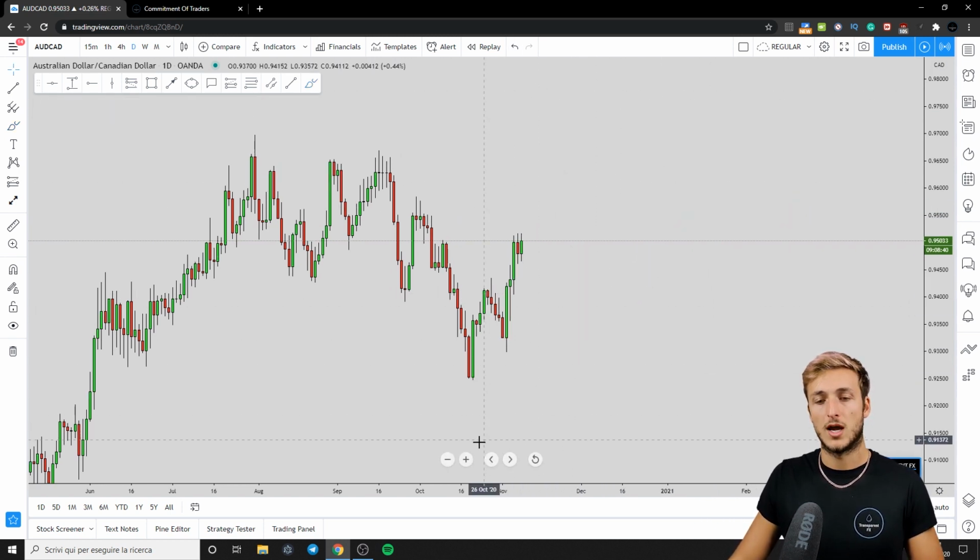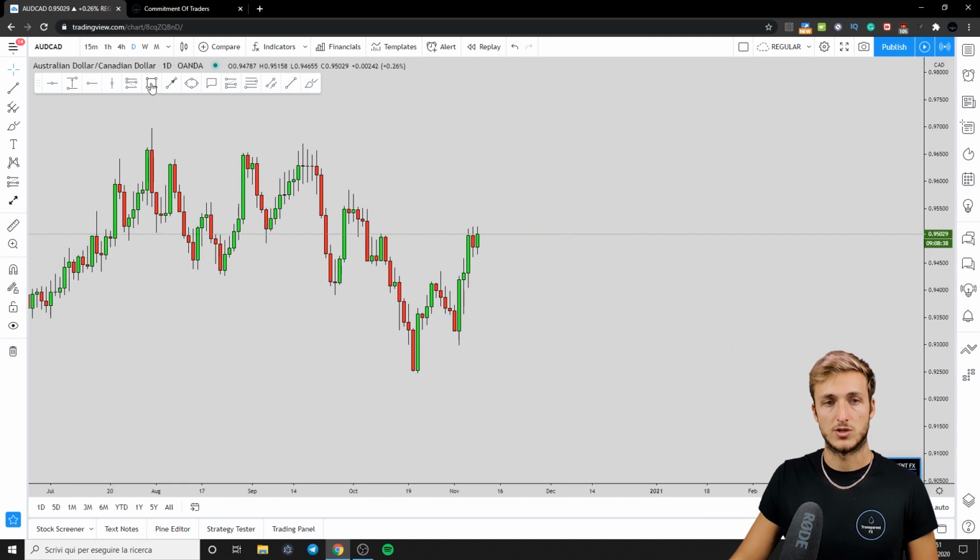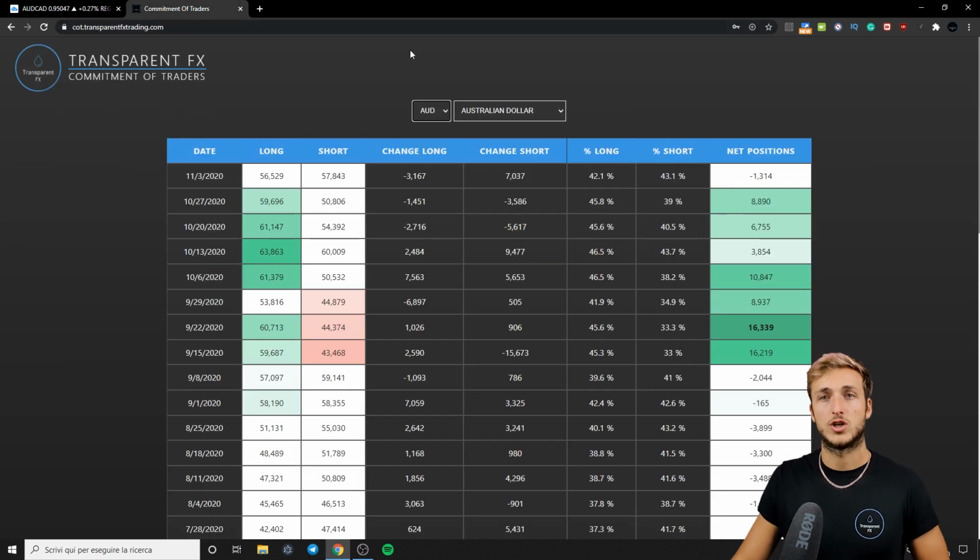And before I show you how we will be approaching this kind of situation for a possible move to the downside to go and complete the pattern at this area, let's first go and give a quick check at what we have from a COT perspective.